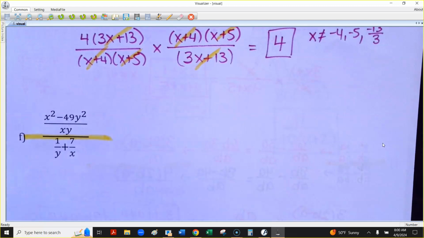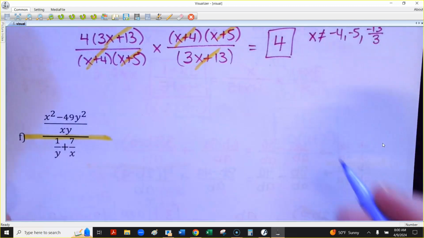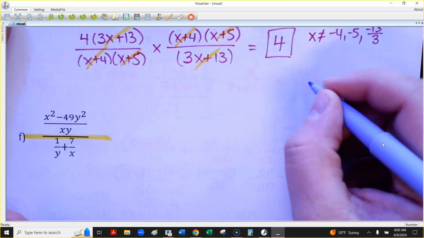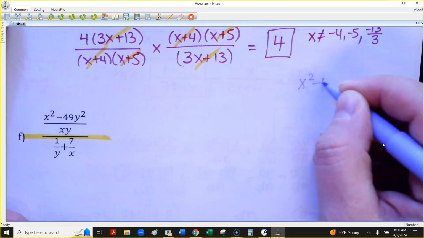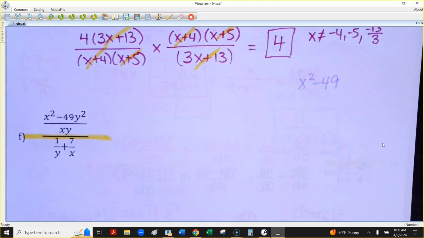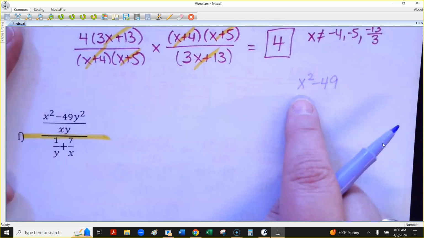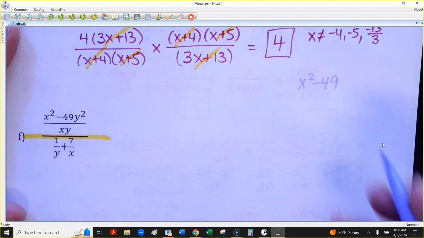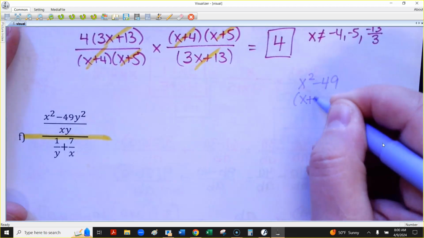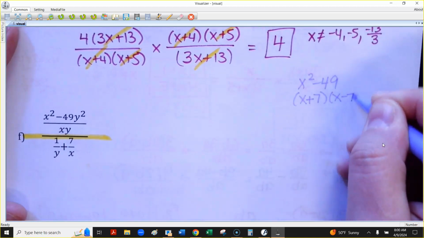And I'm going to grab a different color, and I'm just going to come over here real quick. Let's say I just gave you the quadratic x squared minus 49. Difference of squares, right? Does anybody remember how to factor that? Plus or minus 7. Okay, so this would be x plus 7. Doesn't matter which one comes first or second.